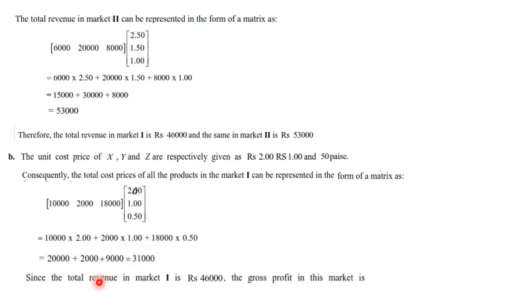The total revenue in market 1 is rupees 46,000, which we calculated in the first question. Here the gross profit from this market can be calculated as 46,000 minus 31,000, because 31,000 is the actual cost price, and 46,000 is the revenue from the first market. The profit is calculated by subtracting these two, 46,000 minus 31,000, so the profit is rupees 15,000.